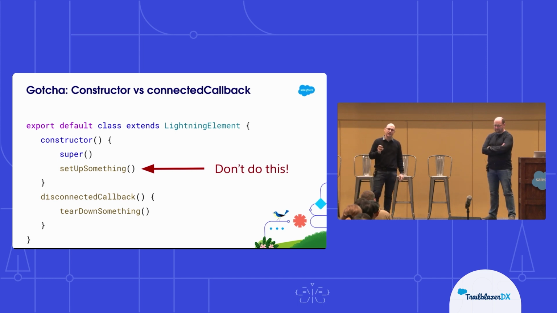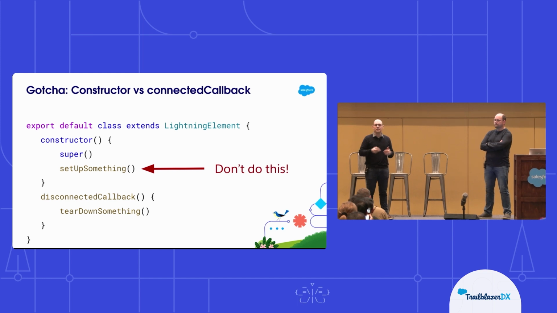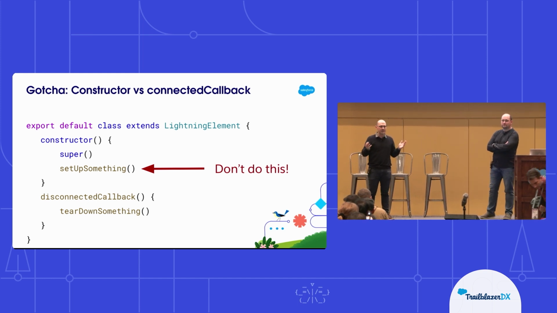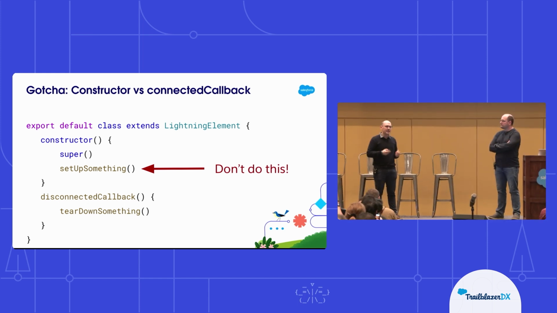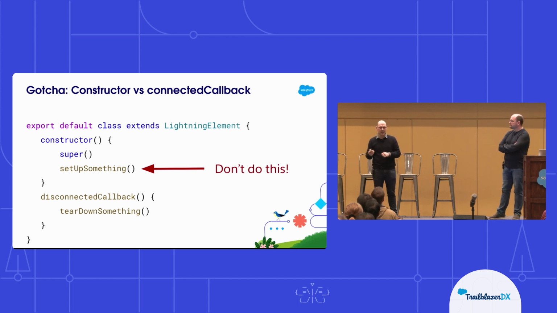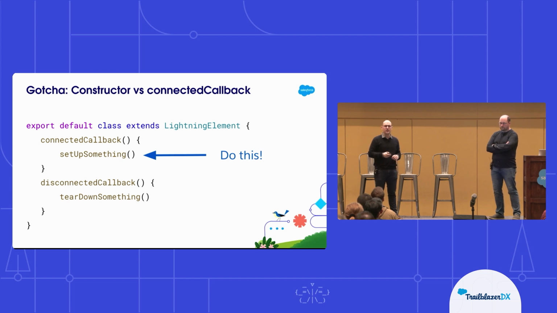So what often happens is when you're writing an LWC component, you want to do some kind of setup logic, and then later on you want to do some kind of teardown logic, right? So for example, you might set up some global event listeners, or you might subscribe to an event bus or a pub sub or something like that, and then you want to undo that logic later. And the mistake that I see a lot of people make is that they put the setup logic inside of their constructor, and then they put the teardown logic in their disconnected callback. What you want to do instead is you want to do the setup logic in the connected callback and the teardown logic in the disconnected callback.